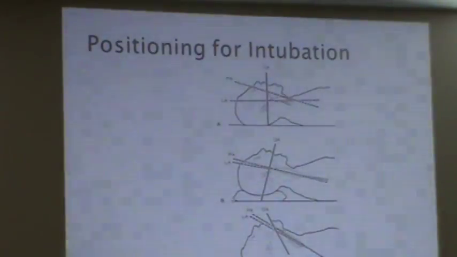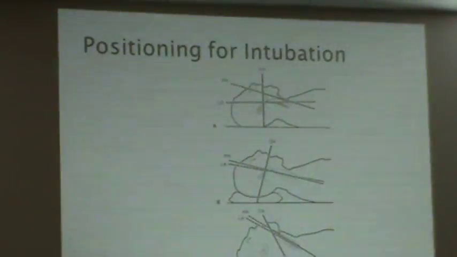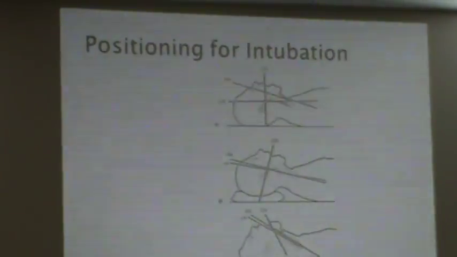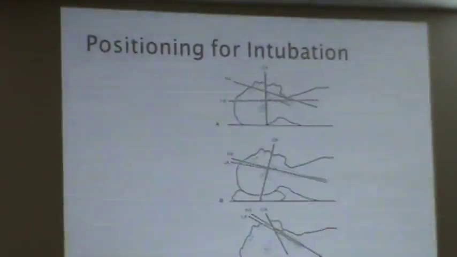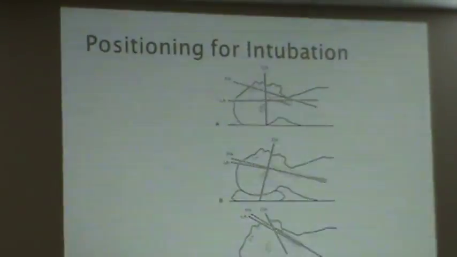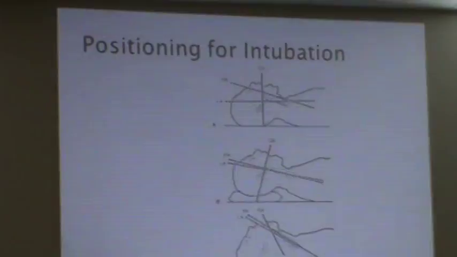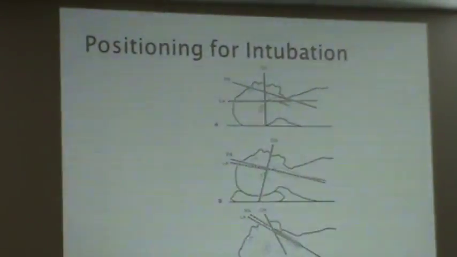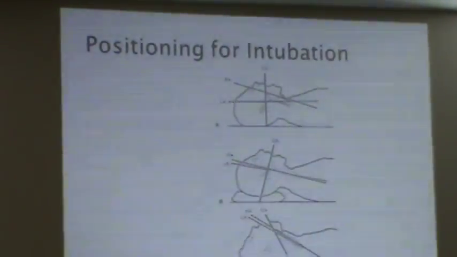So, like I said, once again, we're looking at the ideals. When we talk about positioning for the airway, we're looking at three different axes. We're looking at the oral axis, the pharyngeal axis, and then the tracheal axis. And when you can align those all up, like in diagram C, that's going to give you your most direct view. Every patient's different in how to get that direct view.